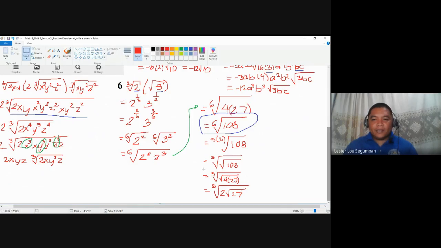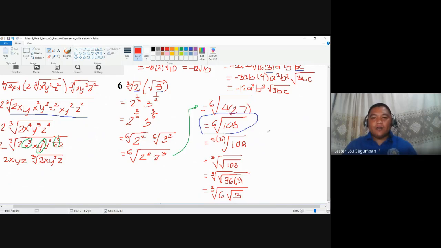Let me repeat here the process. Okay. This one, because 108 also has a perfect square factor of 36. 36 times 3. That's square root of 36 times 3. So the first form for this is the cube root of square root of 36, which is 6, and you still have square root of 3 inside. Okay, this is the first form.